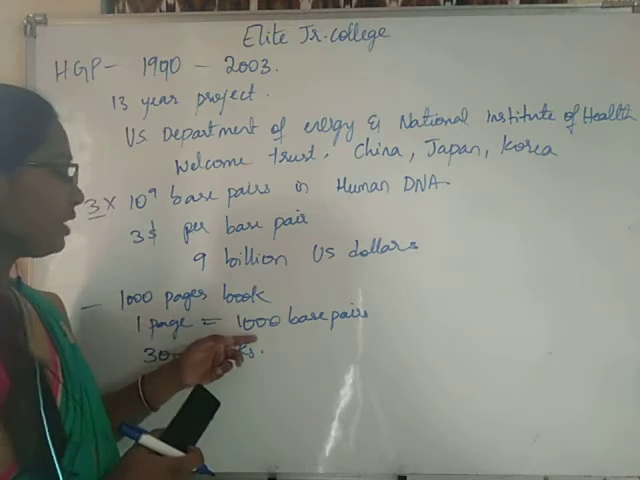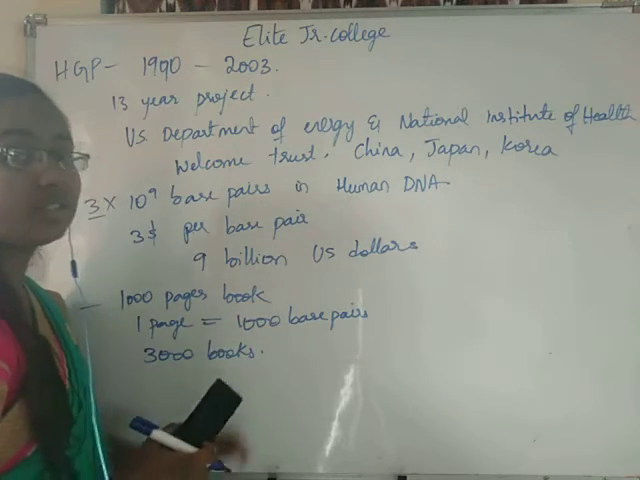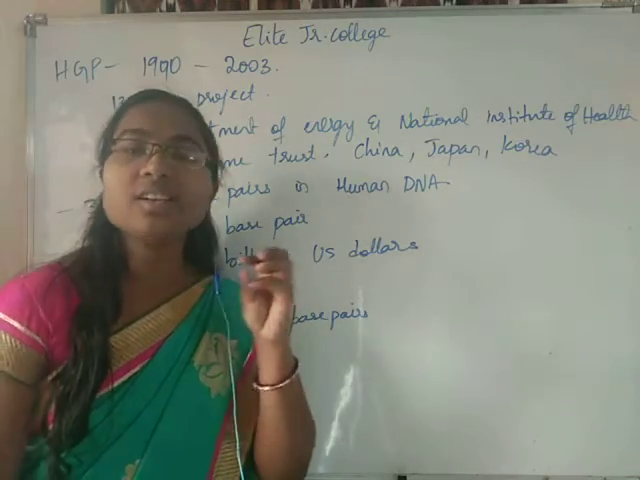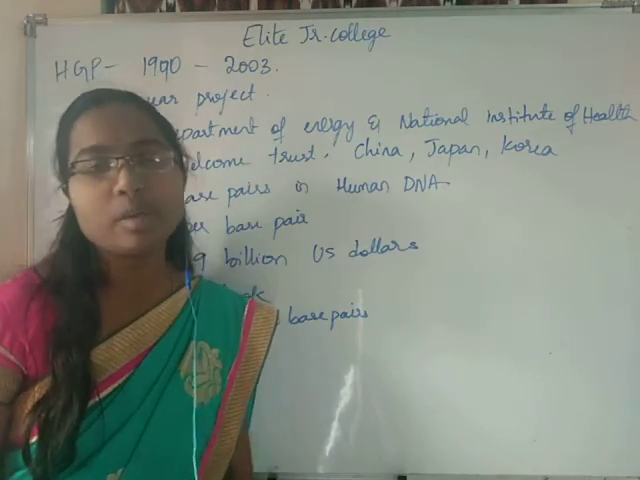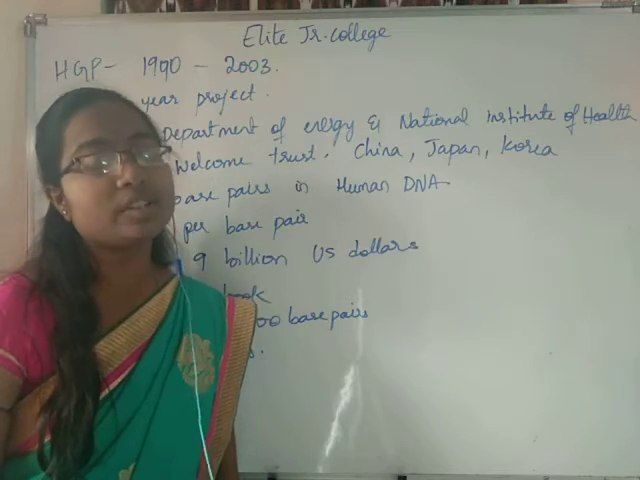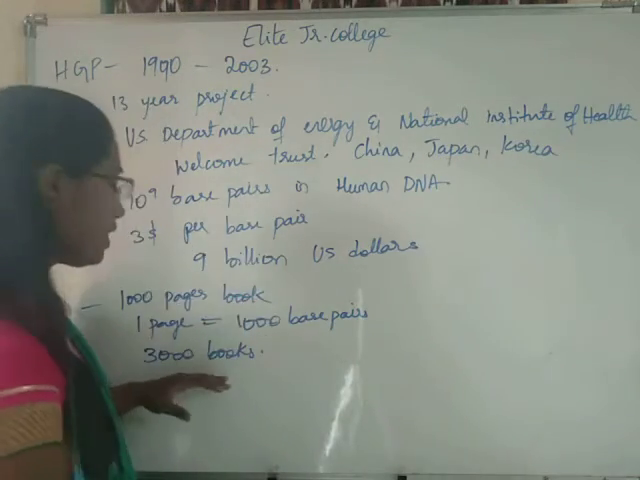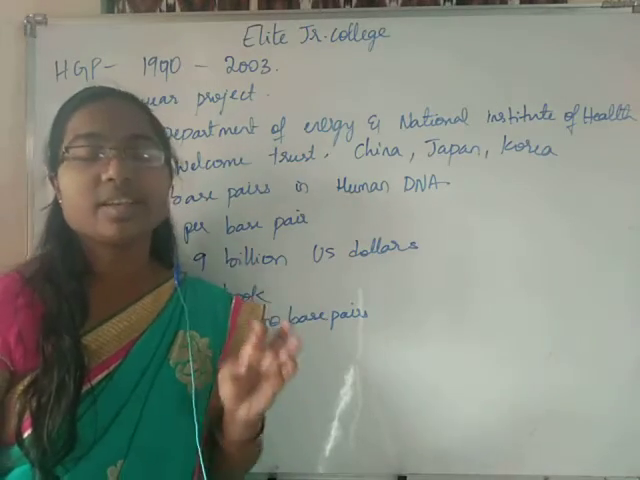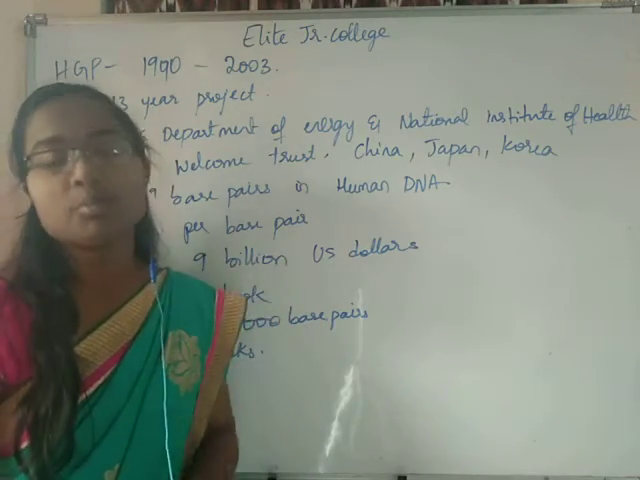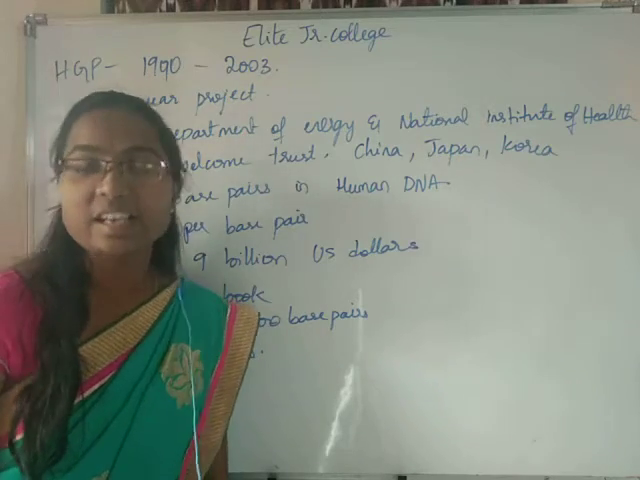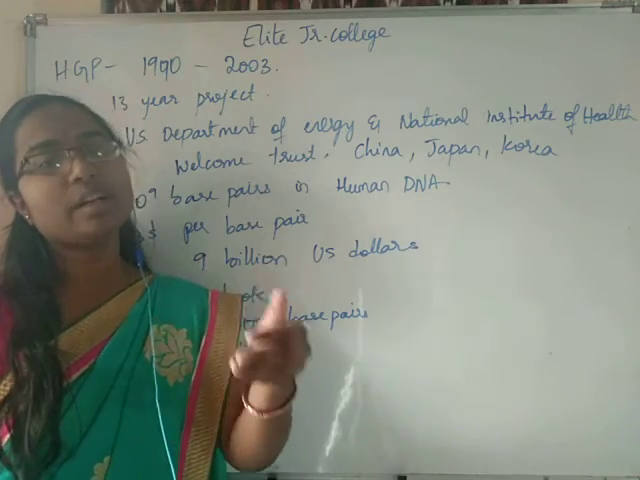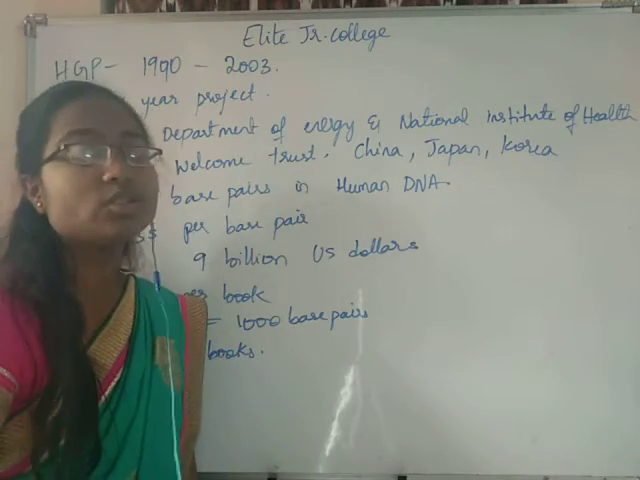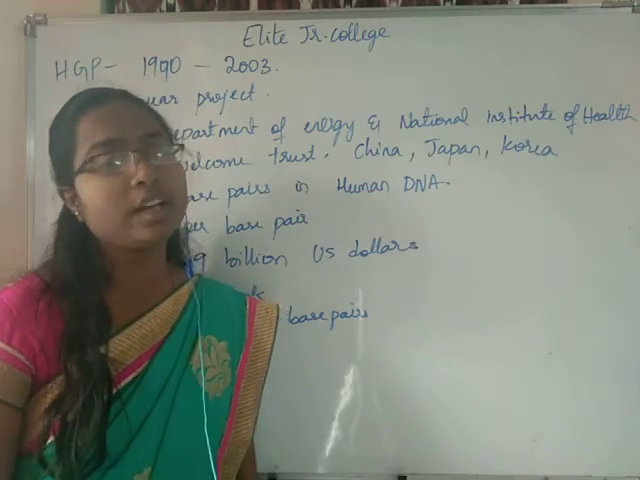One page, 1000 base pairs, each book having 1000 pages, then we require nearly 3000 books for saving only one human's DNA. For saving only the sequences of one human's DNA, we require 3000 books with 1000 pages each, in which each page contains 1000 base pairs. So one person requires 3000 books for storing his nucleotide sequences.